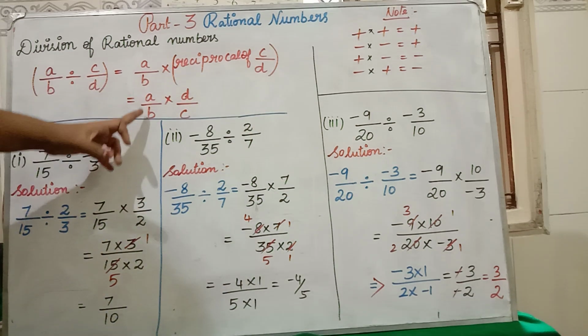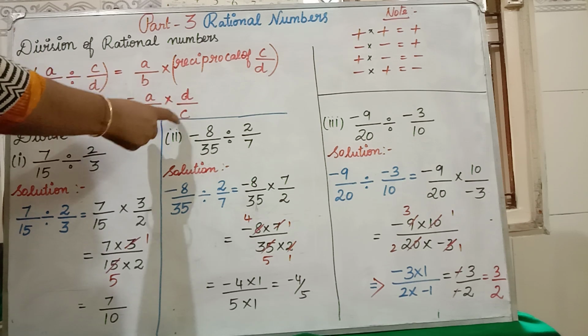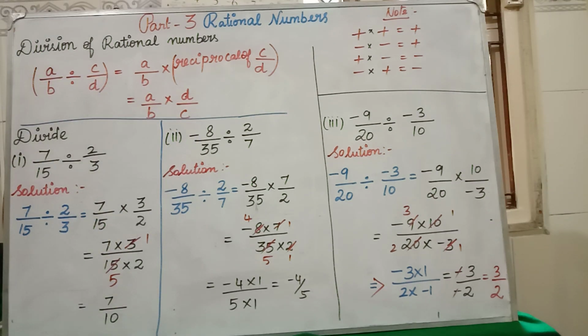So A by B into reciprocal of C by D means what? This D will go up, then C will come down. That is the reciprocal. Reciprocal means what? The denominator part will come to numerator. The numerator part will come to denominator. That is the reciprocal. Clear all of you?